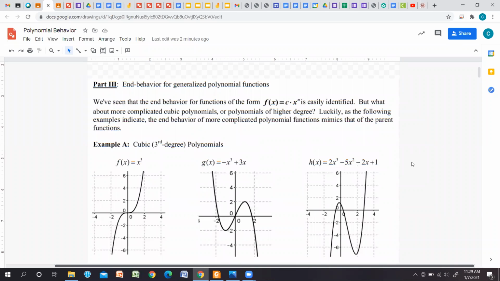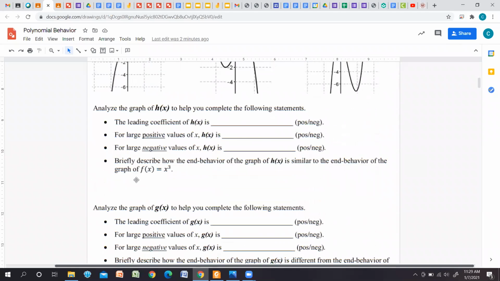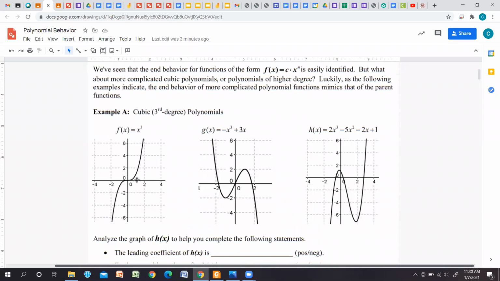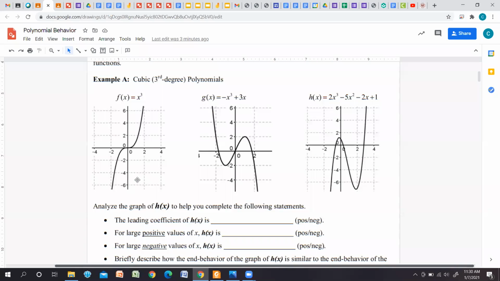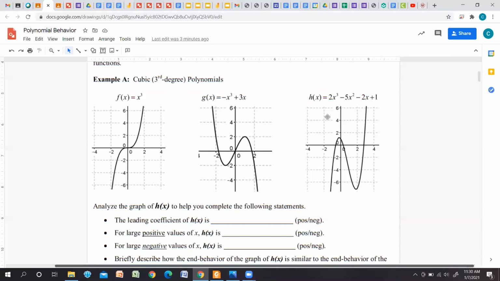So I wanted to do a lesson that concentrates specifically on end behavior. We went over this page a bit, and it just helps us think through how end behavior is determined. I'll go through this first example for h of x, and then we can work through the rest. It asks that for this function h of x, first let's look at the end behavior.